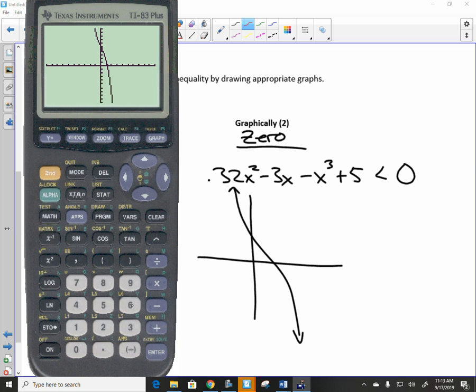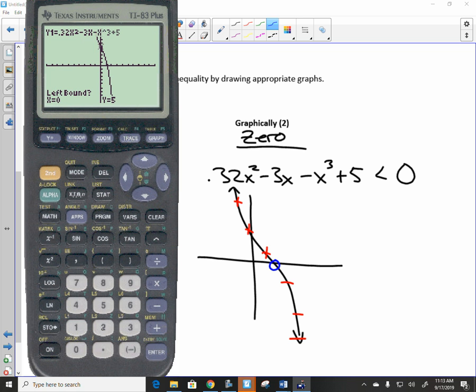Right here, am I above or below? How about here? How about here? How about here? Here? So notice that all changes at this spot, correct? I would like to find that spot. How do you find that spot? So I can calculate.